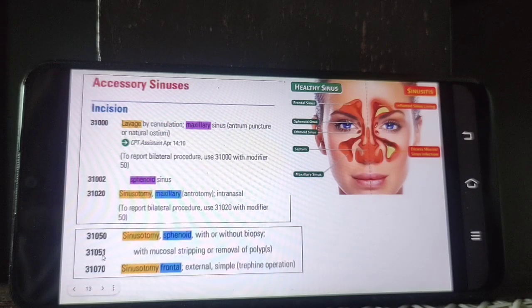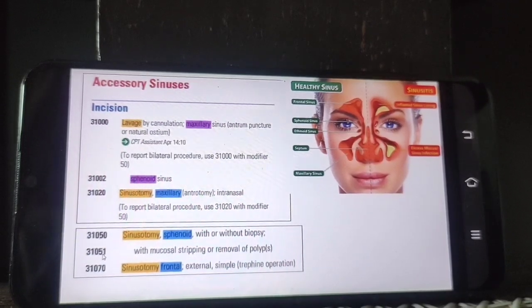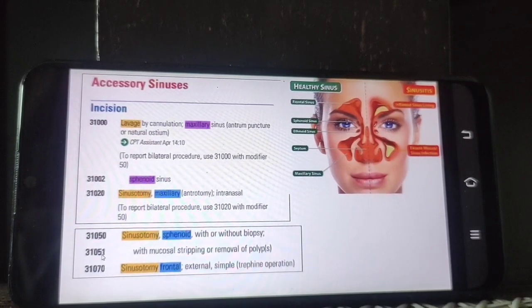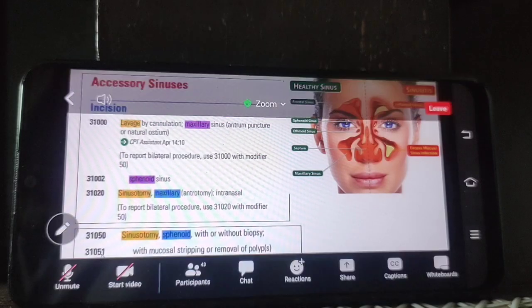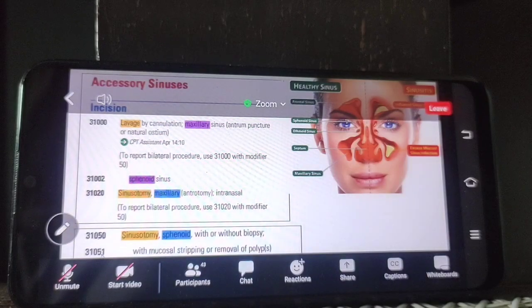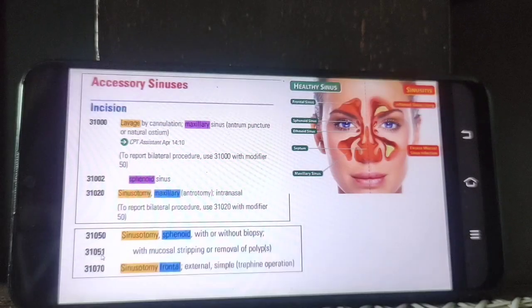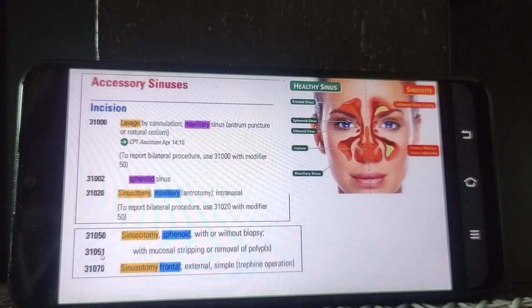Did you understand? What is the meaning of lavage? Flushing or washing. So the above two code sections are for the flushing or washing technique, and the below code sections are for sinusotomy. The highlighted terms are the key terms. For a bilateral procedure, you should append modifier 50. That means the procedure is performed on both sides of the sinus.